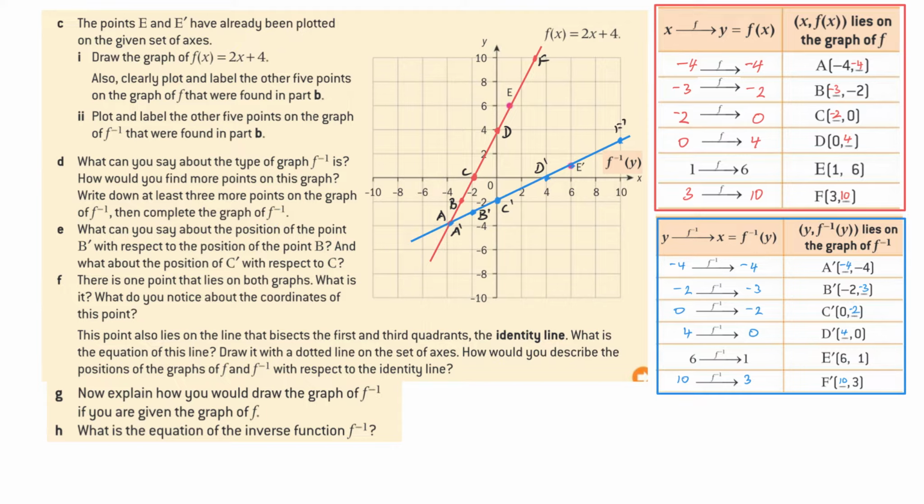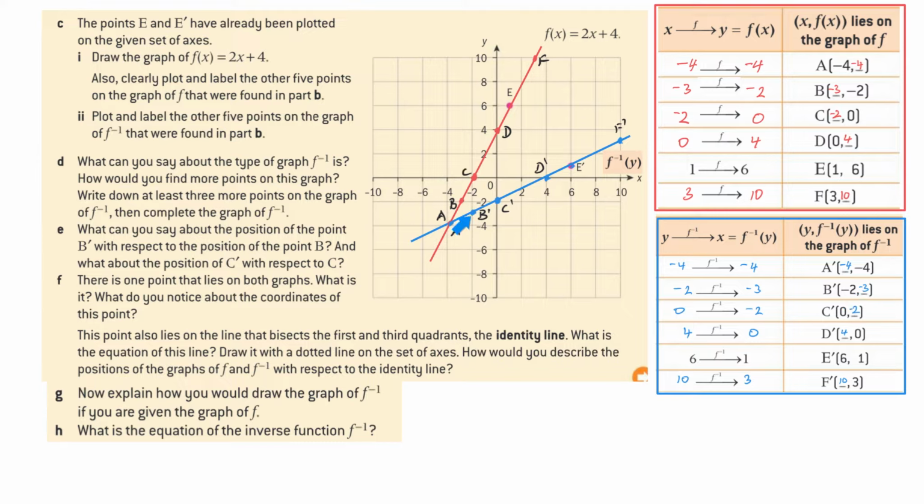That's there. E, what can you say about the position of the point B dash with respect to the position of the point B? So they want you to compare that point and that point. And what about the position of C dash with respect to C? And then you've got C and C dash. What's the relationship? Now, this is the key to what an inverse function actually is. What do you notice about that C and that C dash and that B and that B dash? Let's have a look at the points. B is minus 3 and 2, and B dash is minus 2 and minus 3.